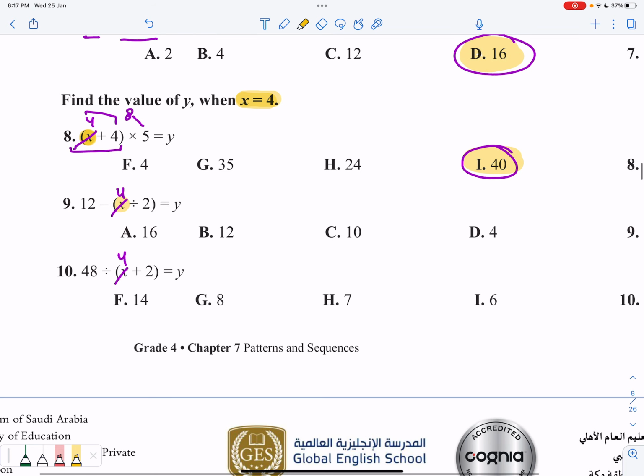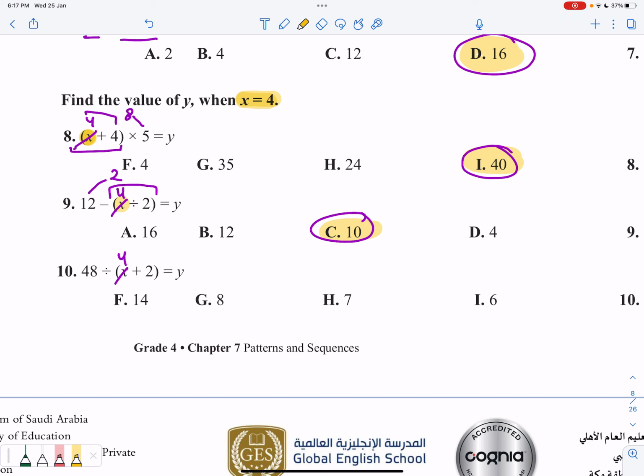Then I have question 9. I have parentheses and I have subtracting also. So I need to do the parentheses first. 4 divided by 2 equals 2. Then 12 minus 2 equals 10. So 10 is the correct answer.